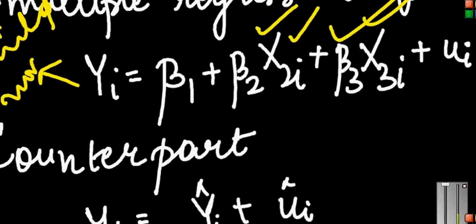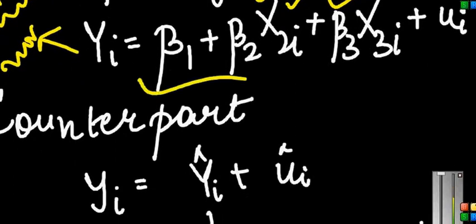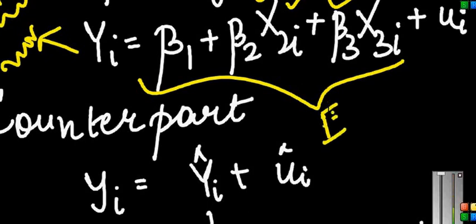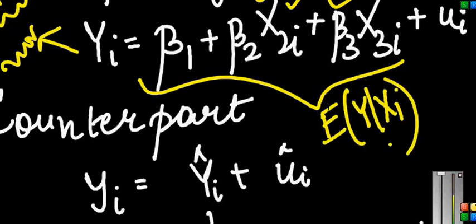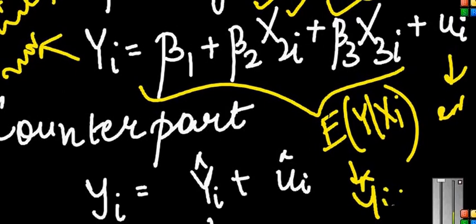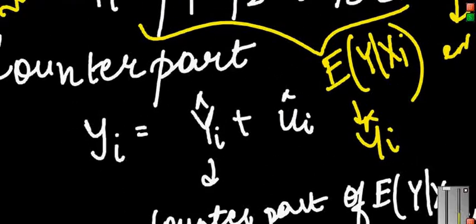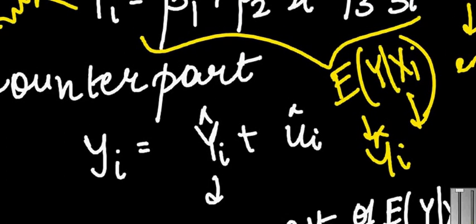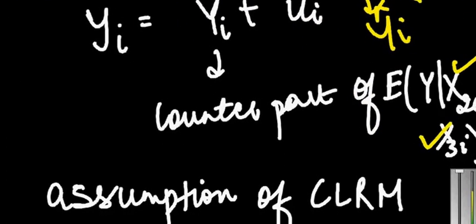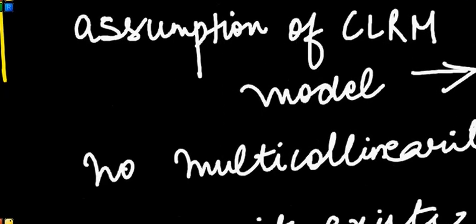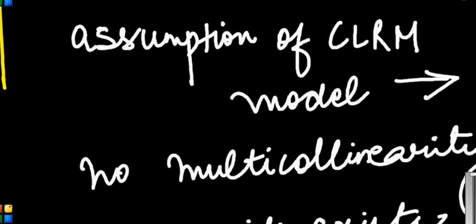If I have to write its counterpart in the sample form, I know that this is nothing but E of y given xi in my two variable case, and this is the error term, and its counterpart variable would be yi hat in the sample. But now just remember, given instead of 1 xi you would be given 2 xi's, x2i and x3i.